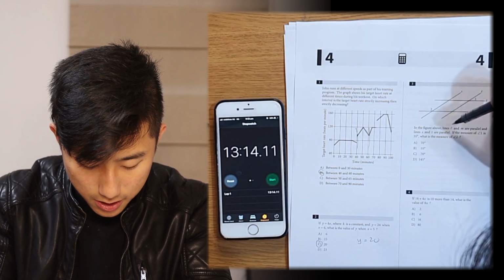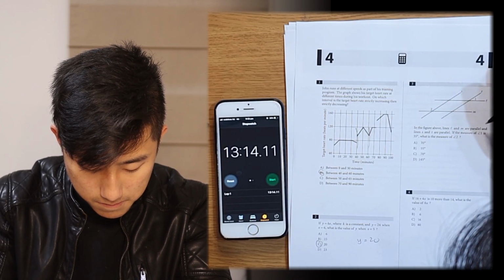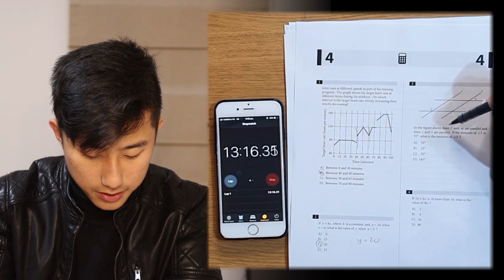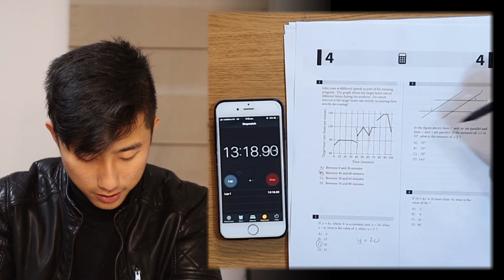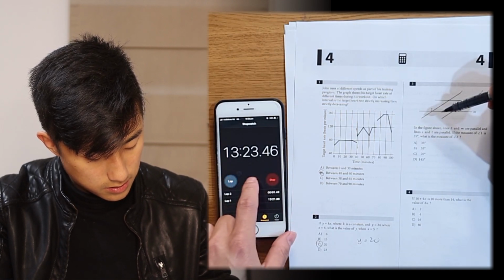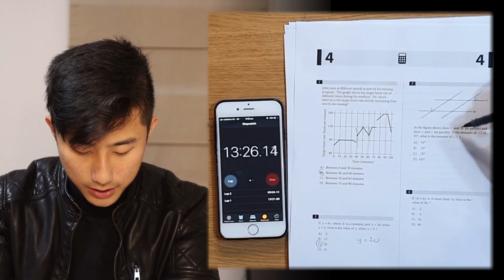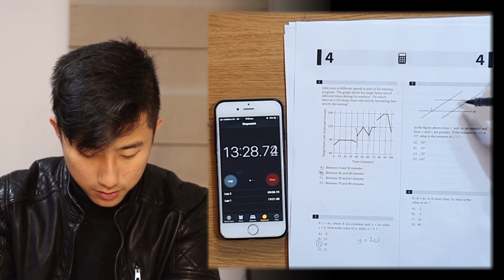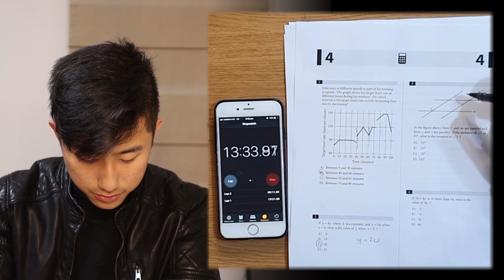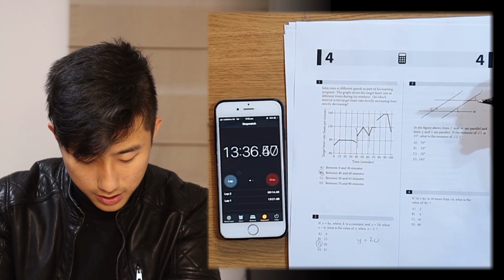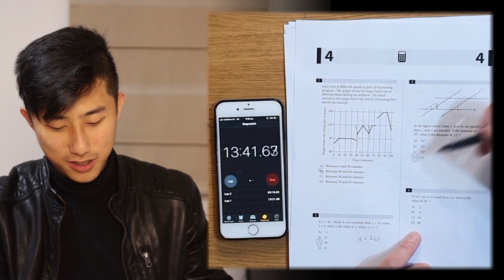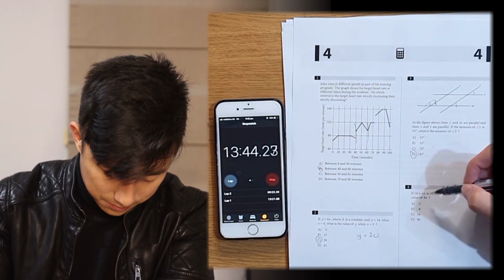In the figure above, lines L and M are parallel and lines S and T are parallel. Okay, angle 1 is 35. What is angle 2? So angle 2 is 145. Clearly, the angle's so large, that's the only option.